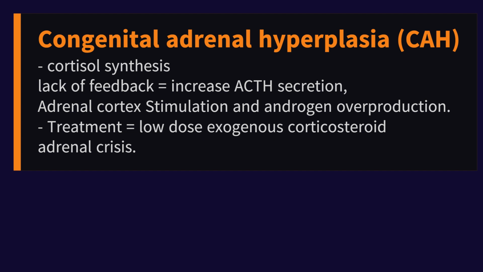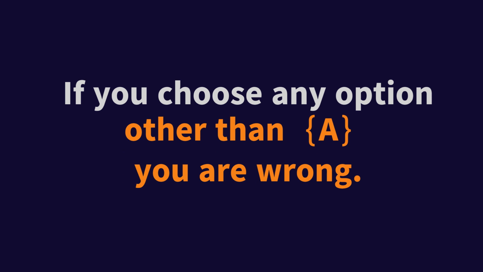Treatment of 21-hydroxylase deficiency involves low dose, which is physiologic doses, of exogenous corticosteroids that suppress adrenocorticotropic hormone secretion via negative feedback mechanisms. Without excess adrenocorticotropic hormone stimulation, androgen production by the adrenal cortex decreases. Overtreatment could precipitate an adrenal crisis, presenting as hypoglycemia or hypotension. If you choose any option other than A, you are wrong. Let's briefly discuss the other options.